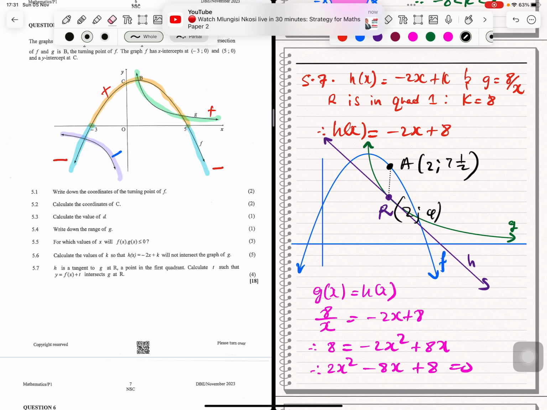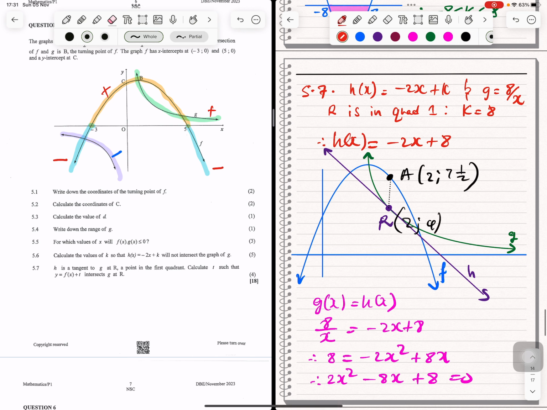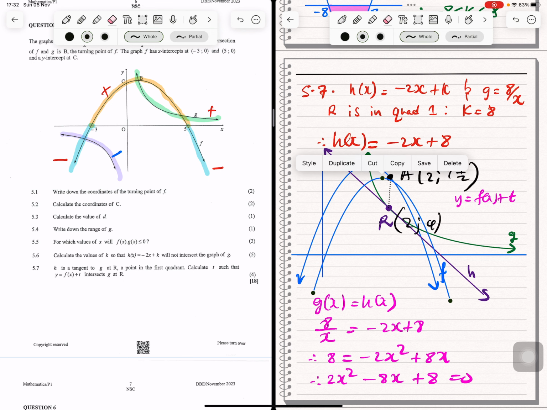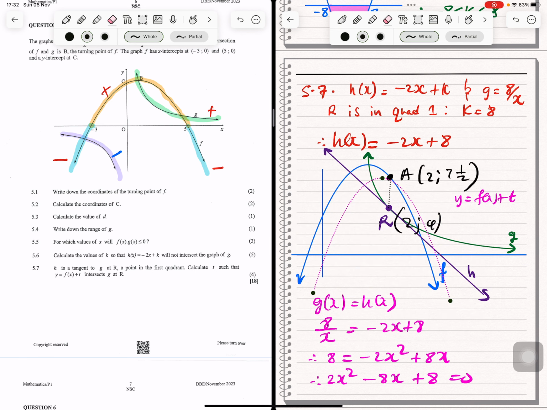So now they want the distance, I mean, in fact, not the distance, but the value of t. So now they want the value of t such that y will be f of x plus t, so this will intersect at R. So what they are trying to say here is that, allow me to duplicate this graph. Oh, I took a wrong graph. I want this one. Duplicate it, and maybe give it its own color.